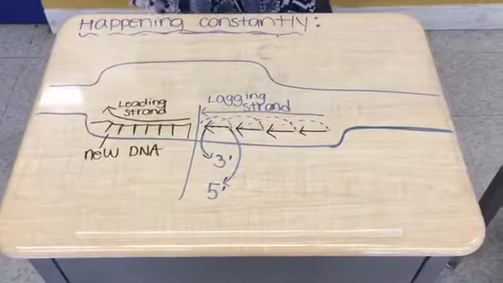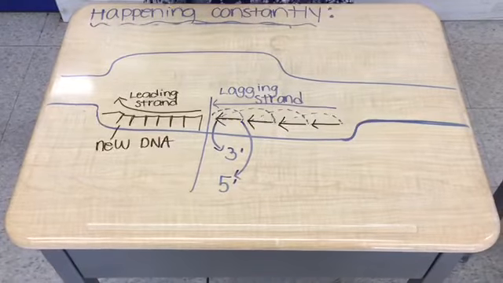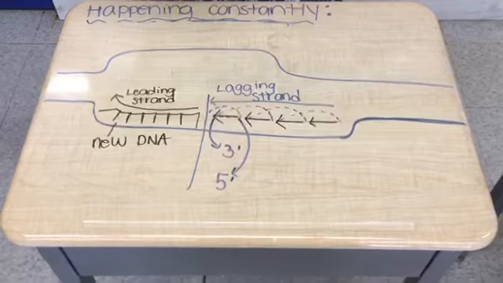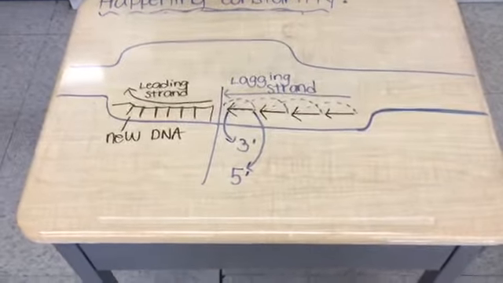Something that is happening constantly is DNA gyrase. This is when the enzyme topoisomerase cuts one strand of the DNA, unravels it, and reattaches it to release tension and prevent the DNA from breaking.